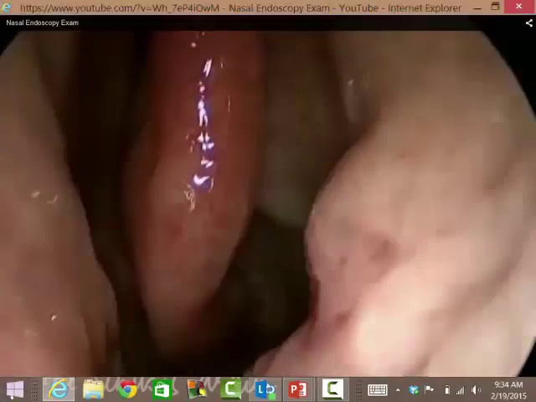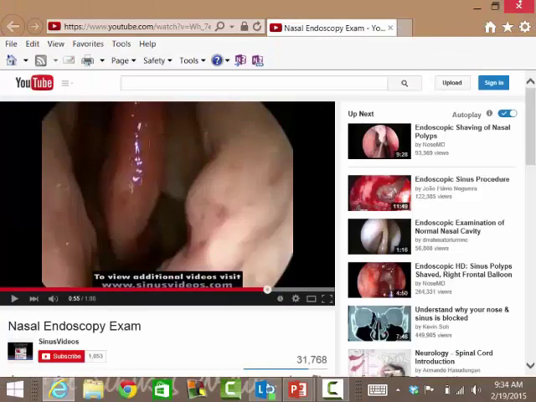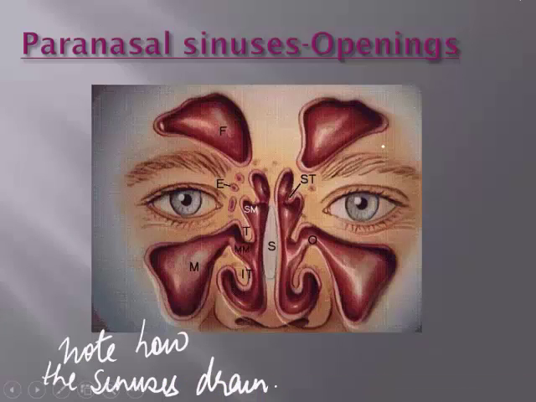So you saw the opening of that sinus. Notice how small that opening was, which is why when you have sinusitis, which is inflammation of the sinus cavity, that opening can be blocked very easily, and that's why the fluid keeps building up in the sinus, but it finds it difficult to get out of the sinus.